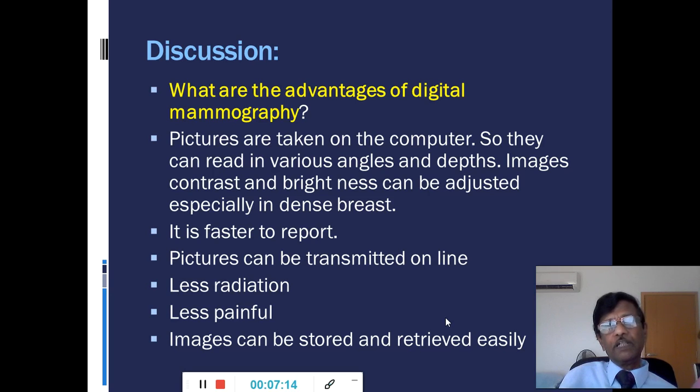What are the advantages of a digital mammography? The pictures are taken on the computer, so they can be read in various angles and depths. Images, contrast and brightness can be adjusted, especially in dense breasts. It is faster to report. Pictures can be transmitted online, less radiation, less painful, and images can be stored and retrieved very easily.